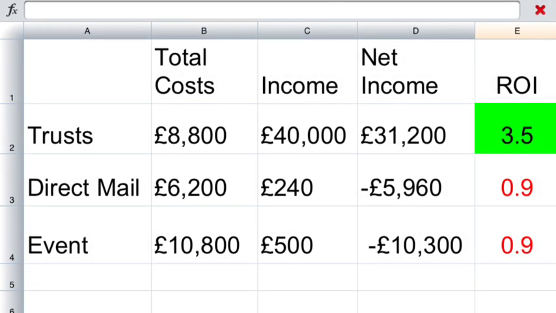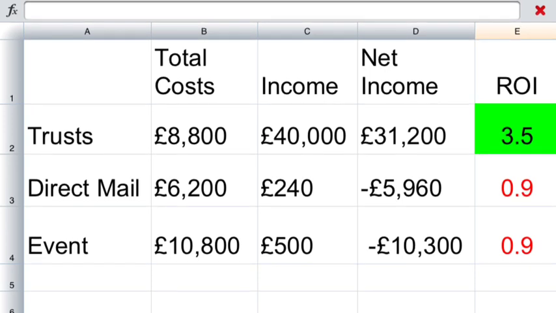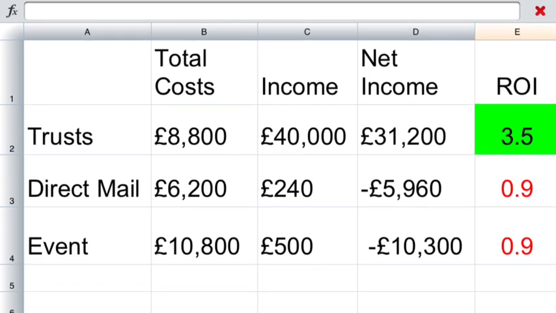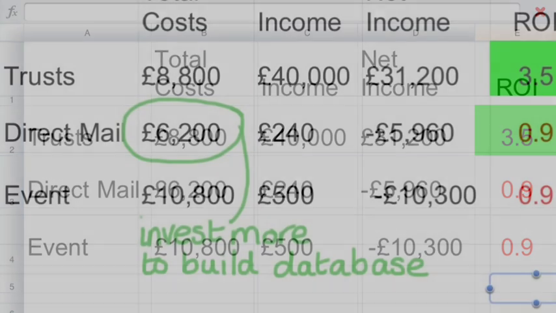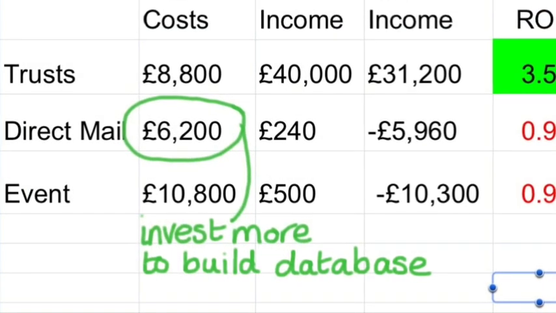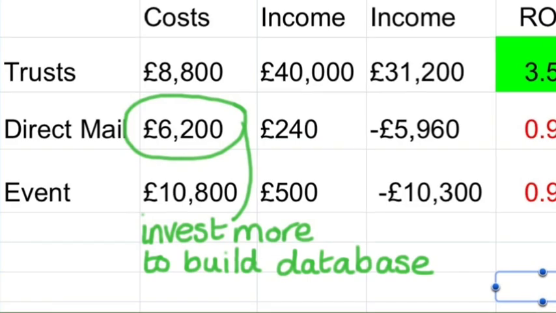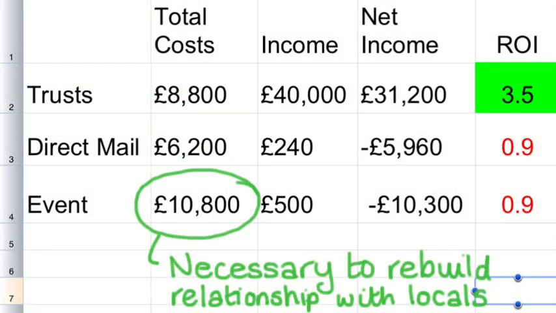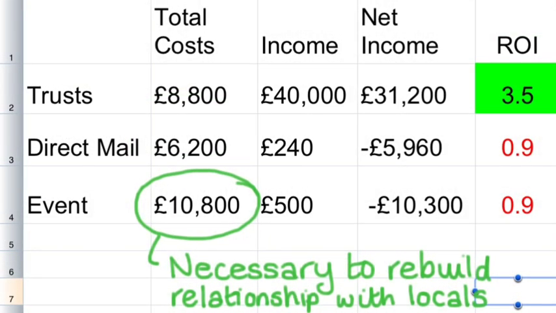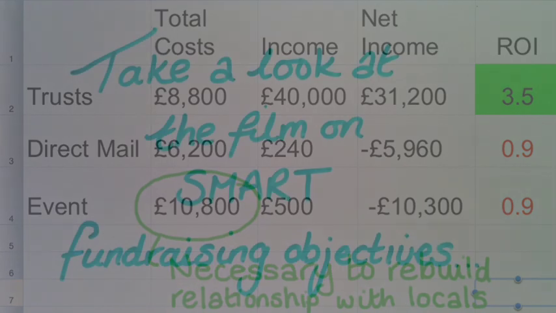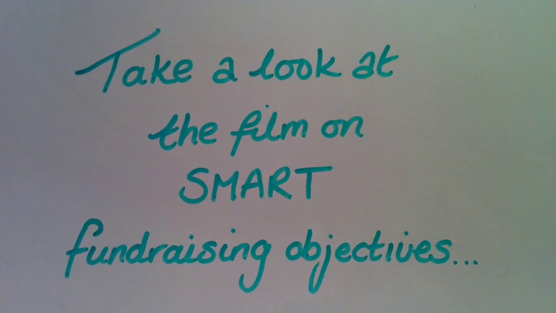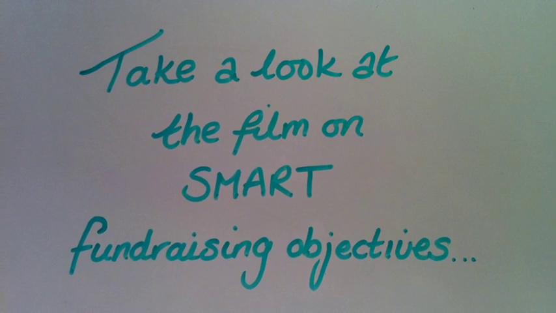But does this mean that Amir should stop direct mail and event fundraising? The answer lies in the charity's fundraising objectives. If the charity needs to recruit new donors, the answer could be that they need to invest more heavily in direct mail. And they may have had a problem with local opposition to services, so it's important to win favour through events. Take a look at the film on SMART objectives for more on this.